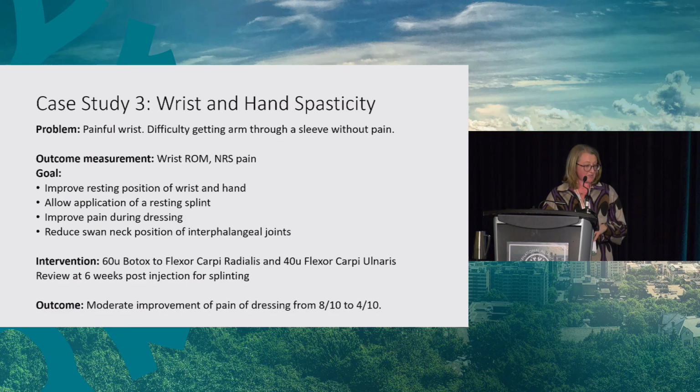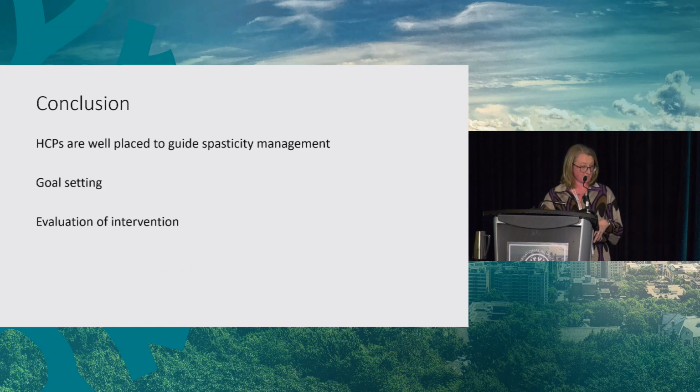So we measured wrist range of movement. The goal was to improve the resting position, make it possible maybe to apply some kind of a resting splint, and improve that pain during dressing. So we targeted those wrist flexor muscles, and he had a moderate improvement in pain during dressing.